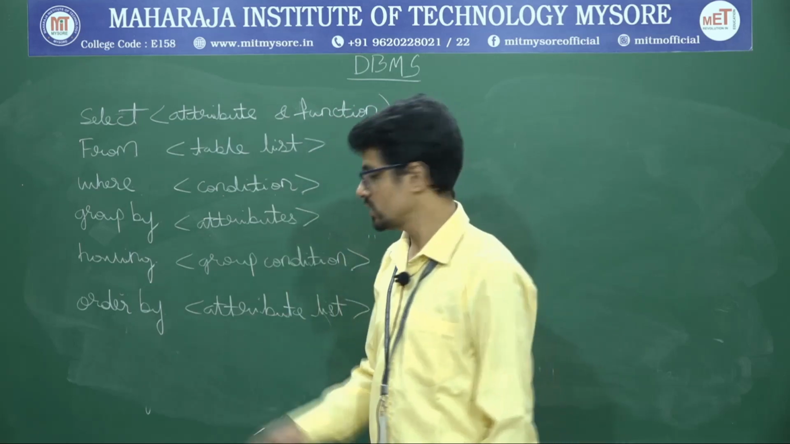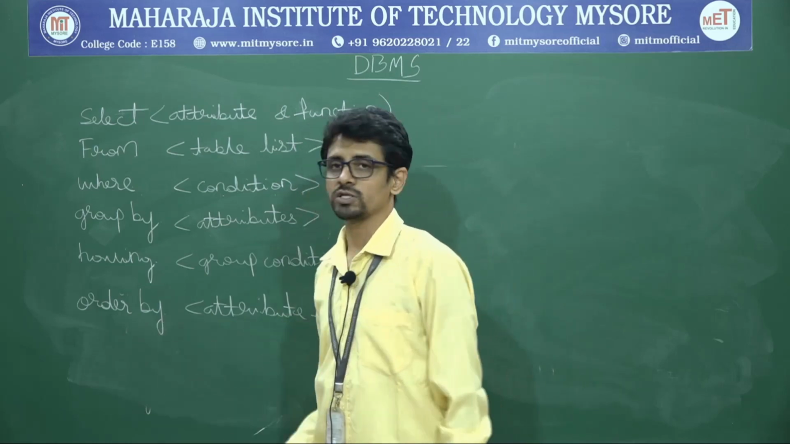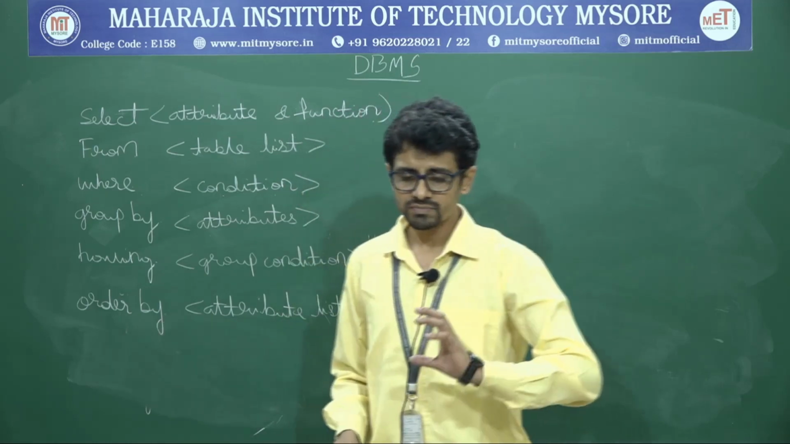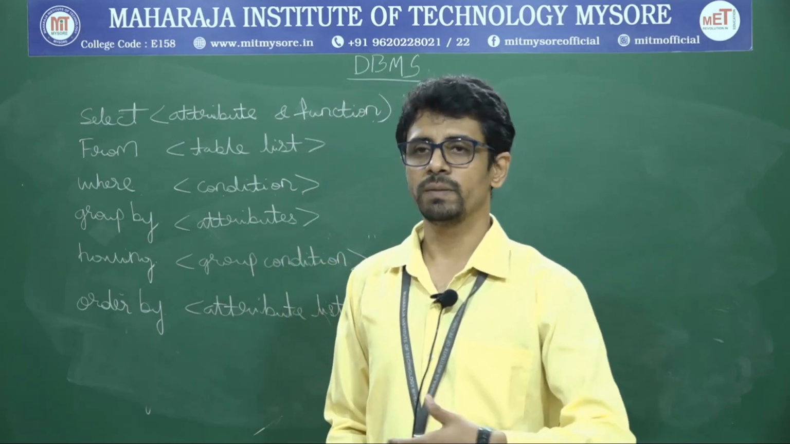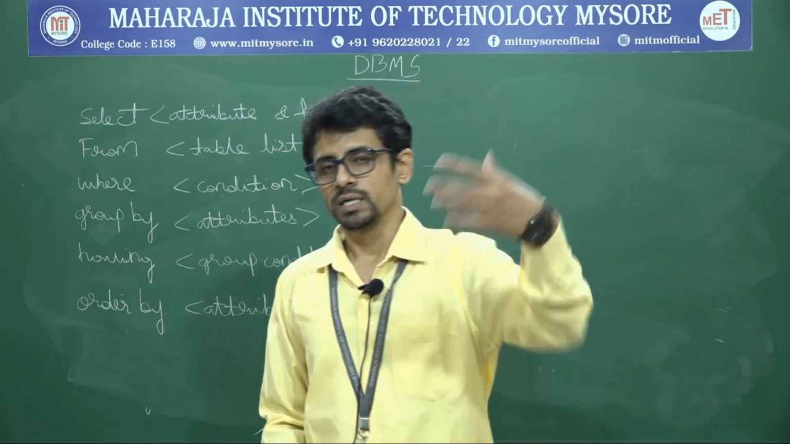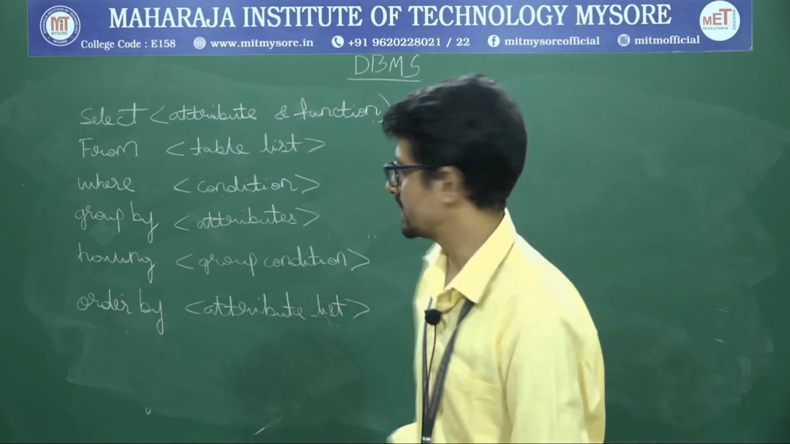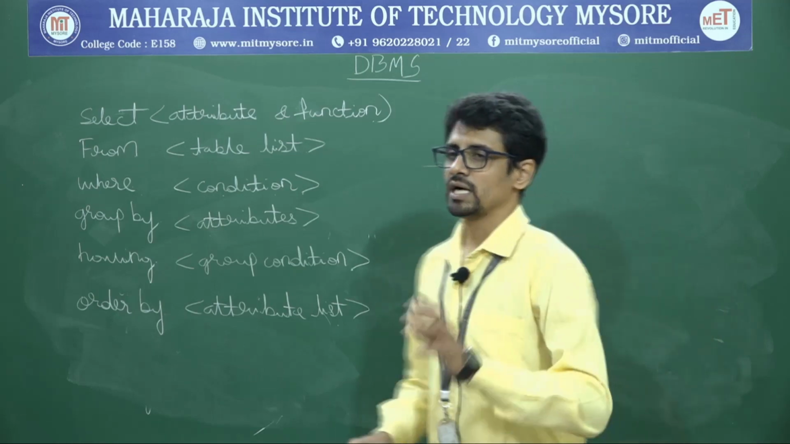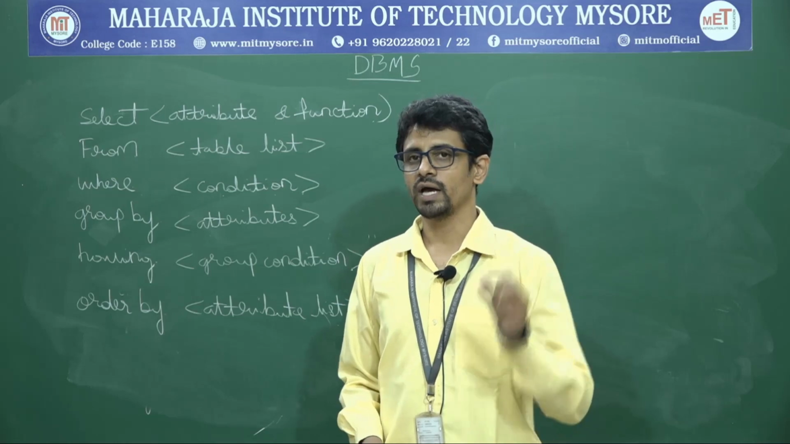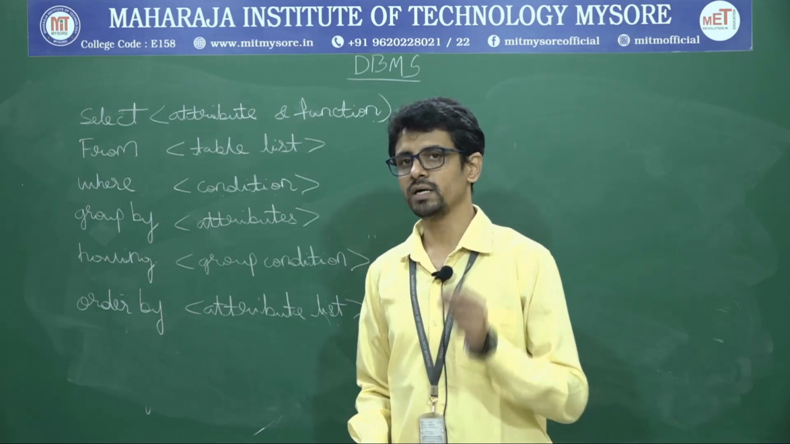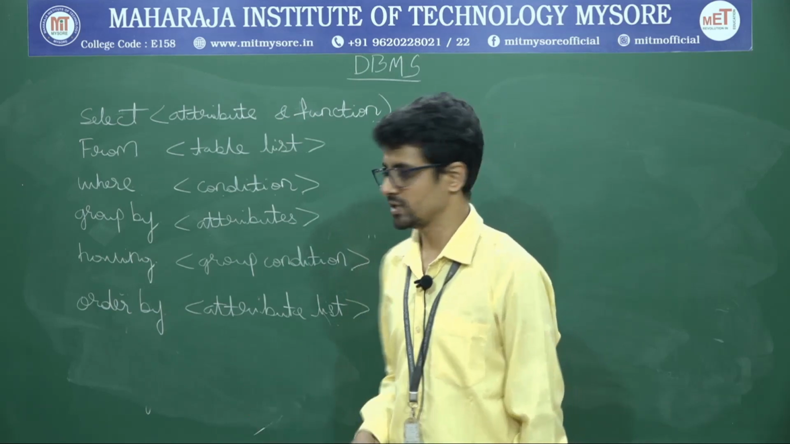Then finally we have order by with an attribute list. Now what is this order by clause for? It specifies in what order the values need to be presented, either in increasing order or decreasing order, ascending or descending, okay? For example, I will say retrieve the names of employees who are working in the research department, and I want them displayed in a proper order, ascending order. By default it takes ascending order.